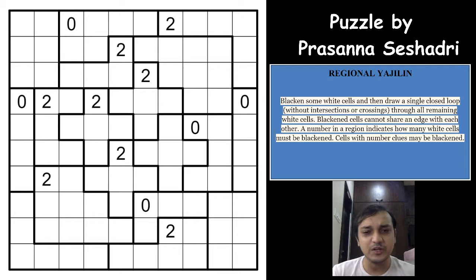So this puzzle has been taken from a contest from LMI Borders and Beyonds, where all the puzzles from the contest are constructed by Prasanna Seshadri, and there are two of each genre in the contest. So for example, the regional Yajilin that we'll be solving today is a smaller version of the puzzle from the contest. There is a bigger grid puzzle of the same genre too. So each genre has two grids in the contest. One is the smaller one and the bigger one. So we'll be solving a smaller regional Yajilin, maybe an easy one from the contest.